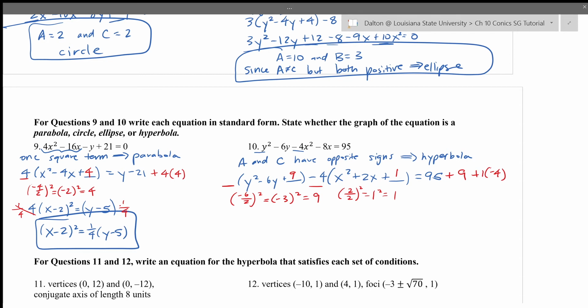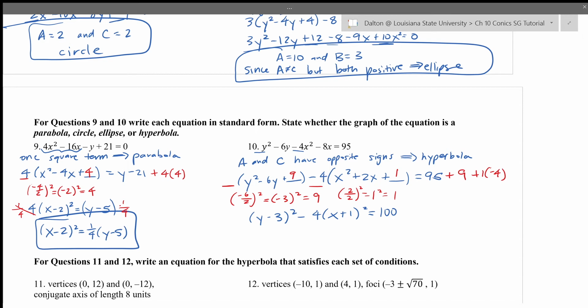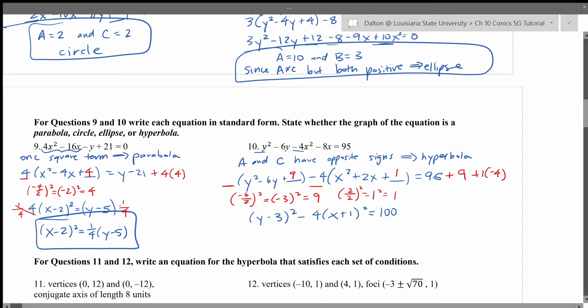So then when I clean all this up, my trinomials can be rewritten as y minus 3 squared minus 4 times x plus 1 squared is equal to 95 plus 9 minus 4 is going to be 100. Now, we have a hyperbola, which hyperbolas must equal 1. So at this point, we need to go ahead and divide everything by whatever's going to make the right-hand side 1, which is 100.